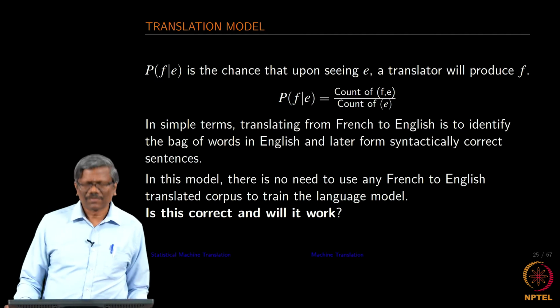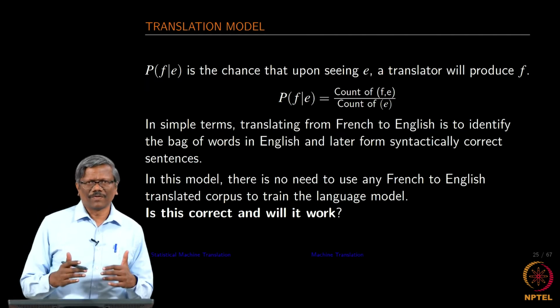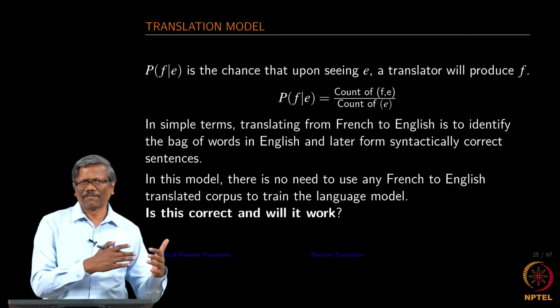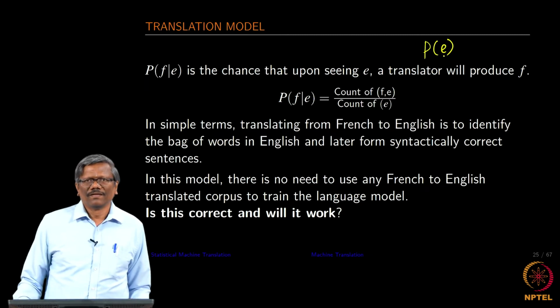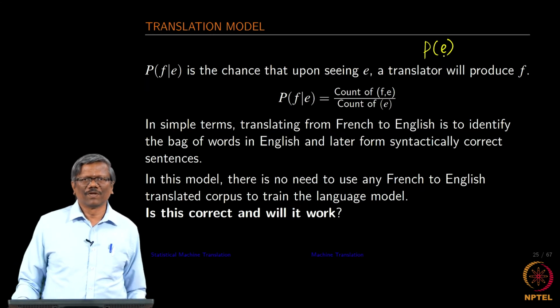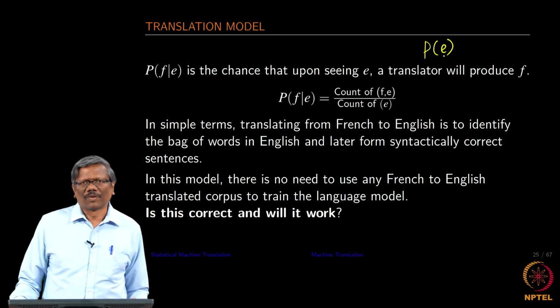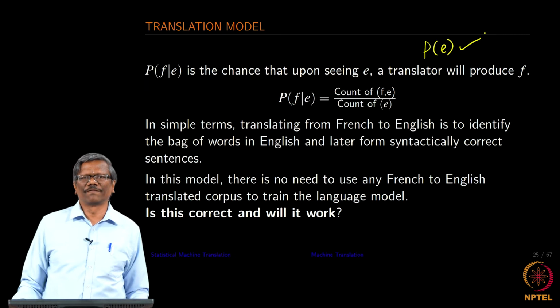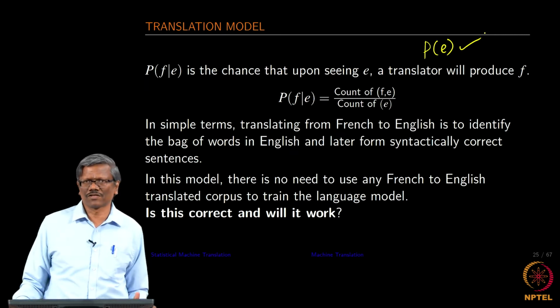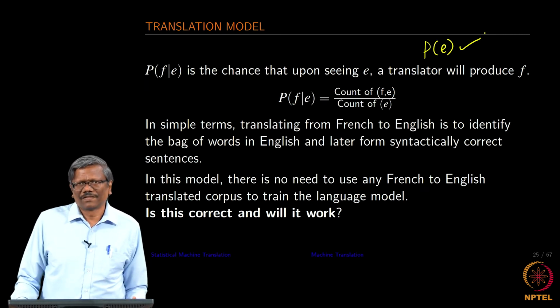The next one is we need to estimate the translation model. So far we have looked at the language model, so we know how, given a new sentence that is provided, to find the probability of that sentence. This we have done earlier, so we just rush through those slides.